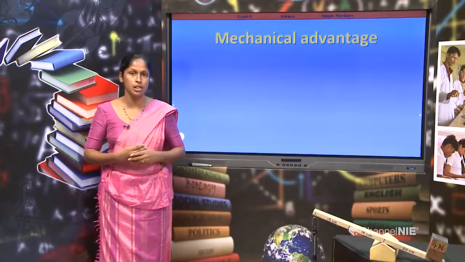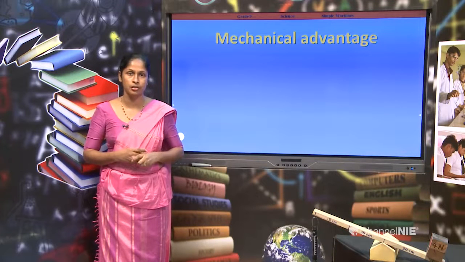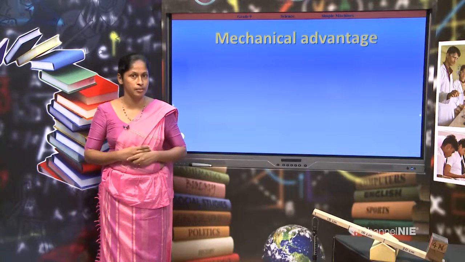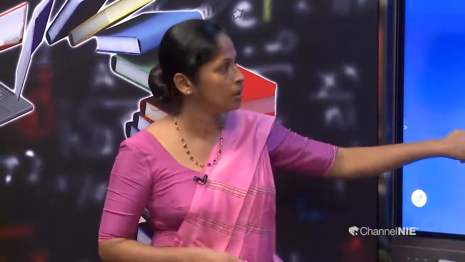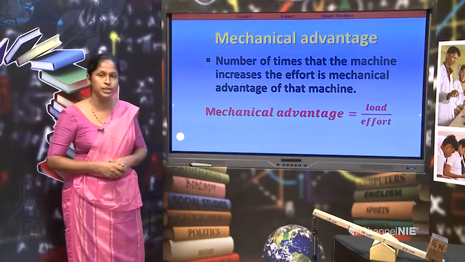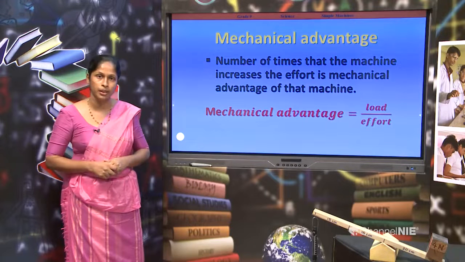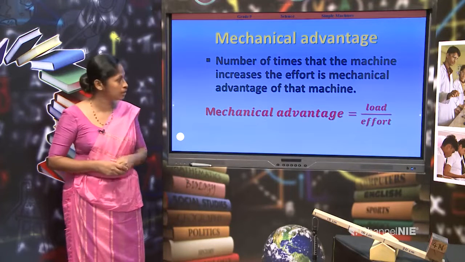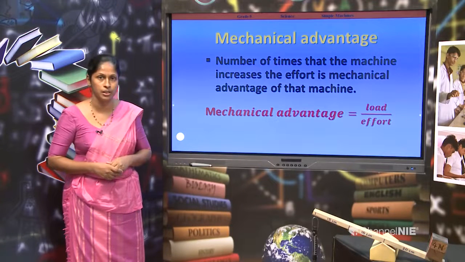Earlier I told you a machine can increase the force that we exert. How much can a machine increase the force? That can be calculated. That is called mechanical advantage. Mechanical advantage can be defined as the number of times the machine increases the force that we exert. It can be calculated using this equation. Mechanical advantage equals load divided by effort.